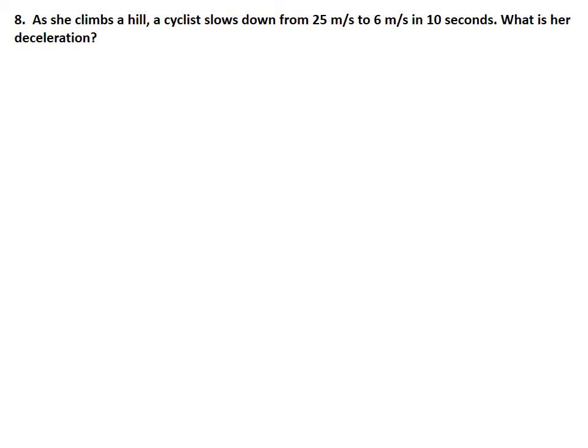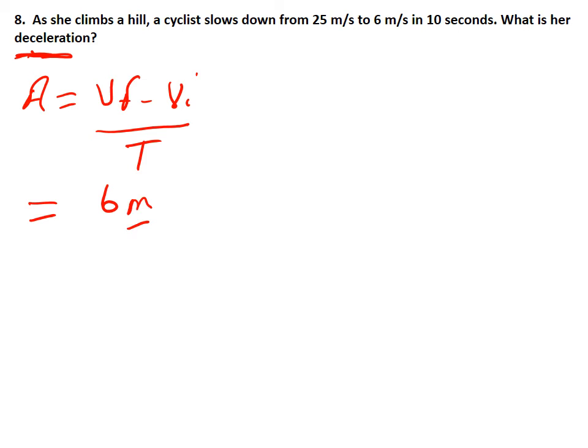Number 8, it says, as she climbs a hill, a cyclist slows from 25 meters per second to 6 meters per second in 10 seconds. What is her deceleration? Well, deceleration is still the same as acceleration. So we're going to use the acceleration equation. Acceleration is equal to final velocity minus the initial velocity divided by time. So the final velocity is always the last recorded speed. So it slows down from 25 to 6. So 6 meters per second is the last recorded speed. 25 would be the beginning or initial velocity. Okay. And the time that it took her to change was 10 seconds.